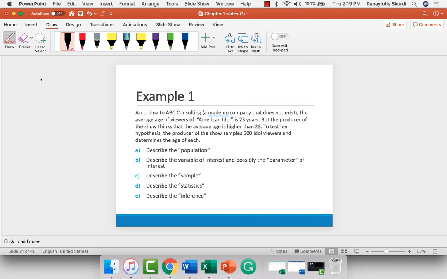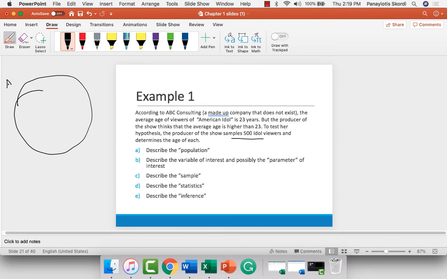But what do we have? They're interested in looking at all American Idol viewers, but they've only taken a sample of 500 viewers. So they want to make an inference about all Idol viewers. This is all American Idol viewers. That's my population. But they actually looked at a sample of n equals 500.